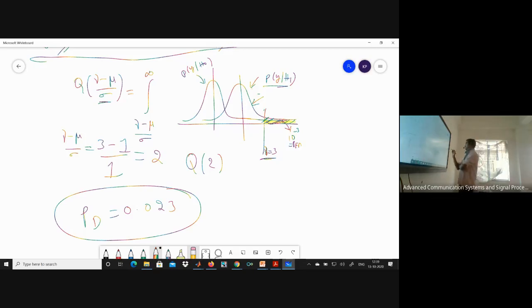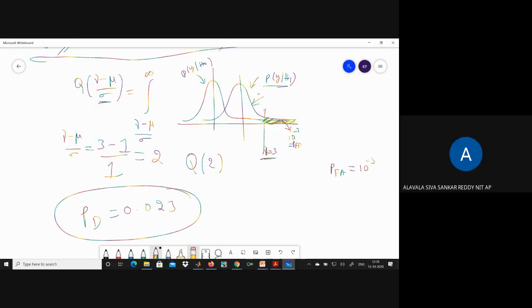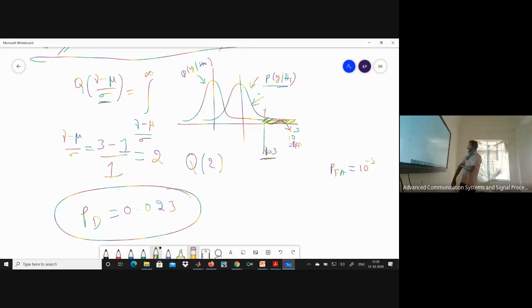See, at least in the last class, we calculated the probability of false alarm. Probability of false alarm is given to you, right? Which is 10 to the power of -3. Probability of false alarm is given. So from this probability of false alarm, how to calculate the value of gamma? That is the first one. That means what value of gamma will give me the probability of false alarm. This you can do using MATLAB and using the distribution chart that was given.